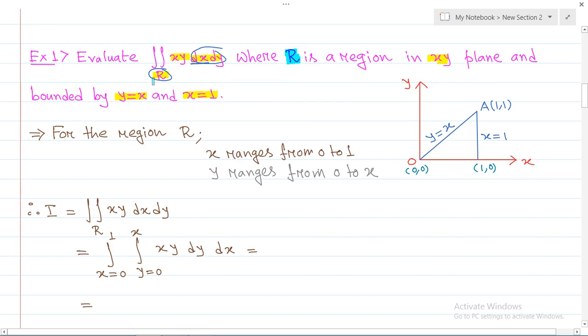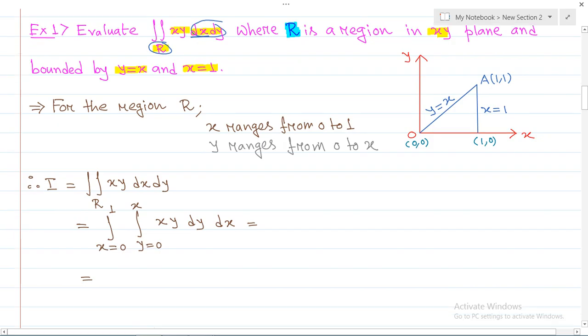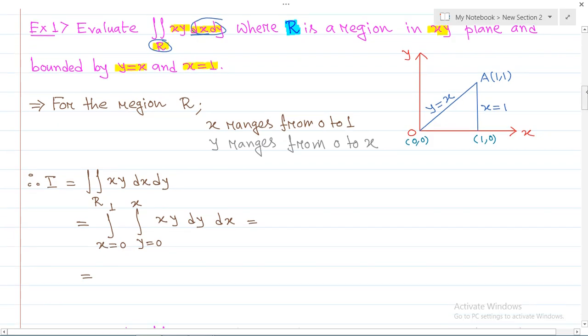So every time you have to draw the region, and based on that you have to perform the integration. On the right-hand side you can see that I have drawn the diagram of the region. Here we have the x-axis and y-axis, and y equals x, that is the straight line, and x equals 1, the line which is parallel to the y-axis. They intersect each other at a point A, which has the coordinates (1, 1). So this is the portion over which we have to do the integration.